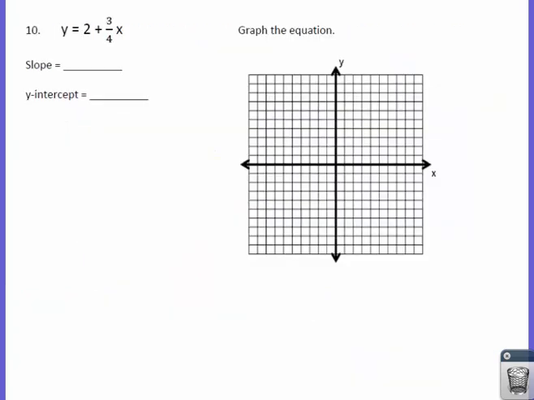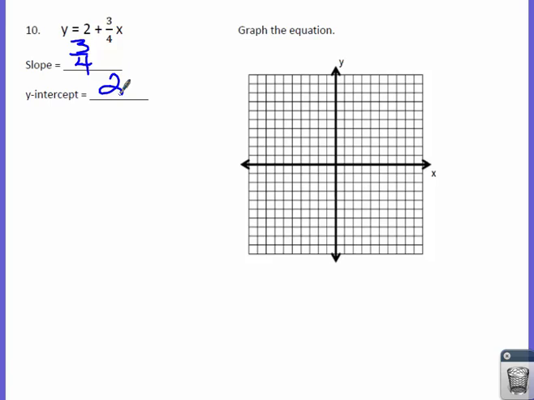Now we got one last question to deal with. This one goes back to almost like the first question. What's the slope and y-intercept? Now we need to remember the slope is not always the first number. The slope is the number that is with our x. So in this case, our slope is 3 over 4. And our y-intercept is the number that's by itself, which is the 2.